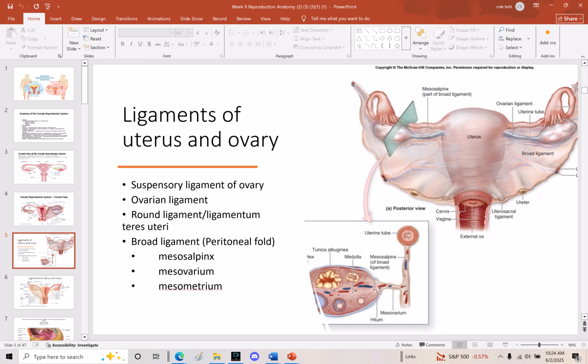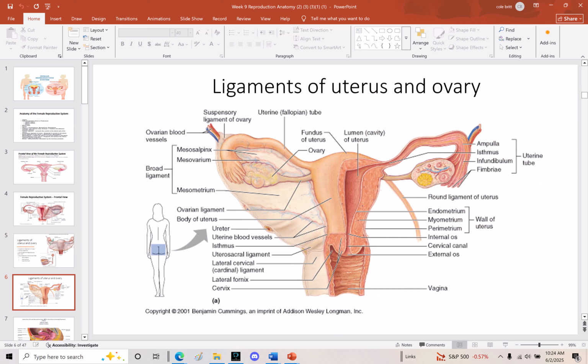All right. So here's a nice little picture of everything. Now, lateral fornix. The reason it's called lateral fornix is because you're looking A to B.